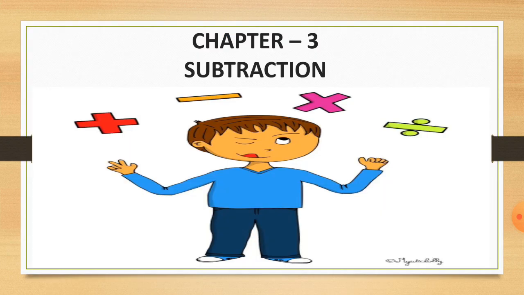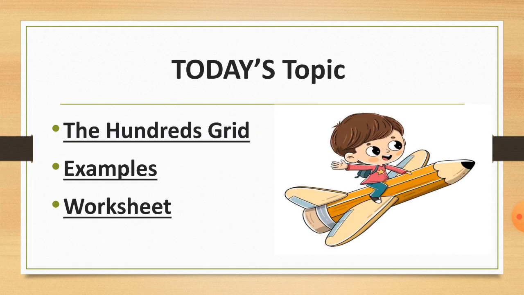So here we continue chapter number 3, which is subtraction. We are not going to start a new topic because the previous topic is incomplete. So today we continue the previous topic and complete it. Here is the hundreds grid. We will understand this hundreds grid topic with examples and also we will solve the worksheet. So let's start the hundreds grid.